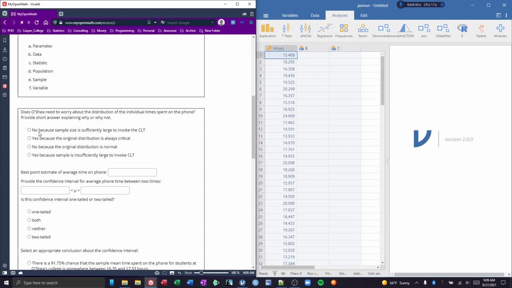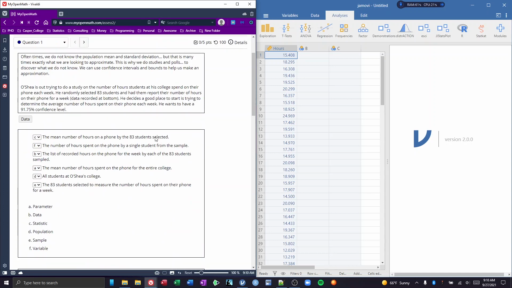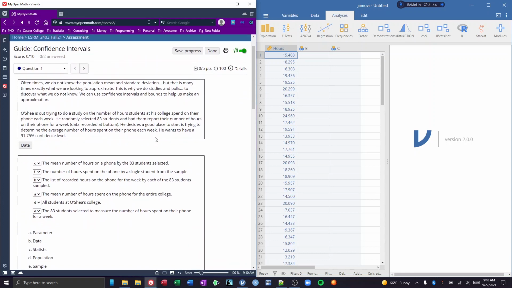So no, we don't need to worry because the sample size is sufficiently large to invoke the central limit theorem. So we can click that right there. Now the best point estimate of the average time on the phone. So basically this is saying, what do we think the average number of hours that this college student spends on their phone? Now, the best estimate that we have is the sample mean. So we can grab that real quick.